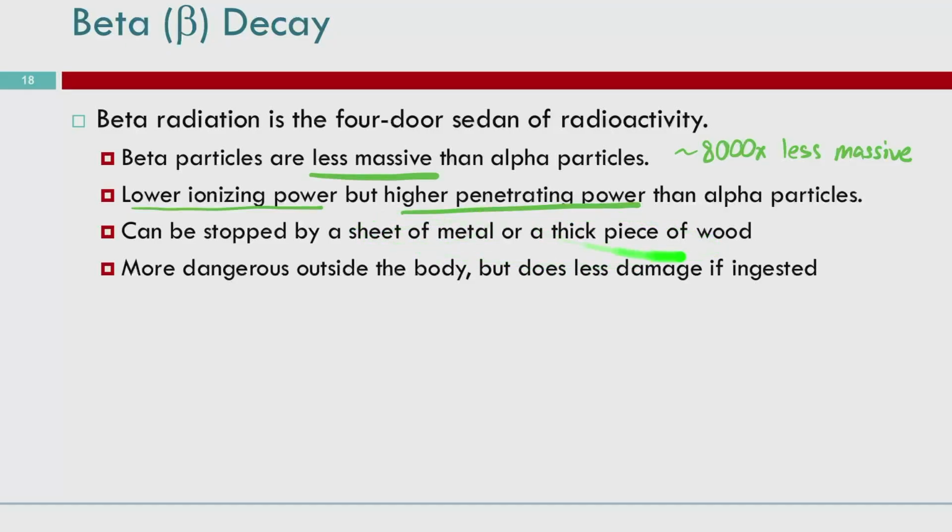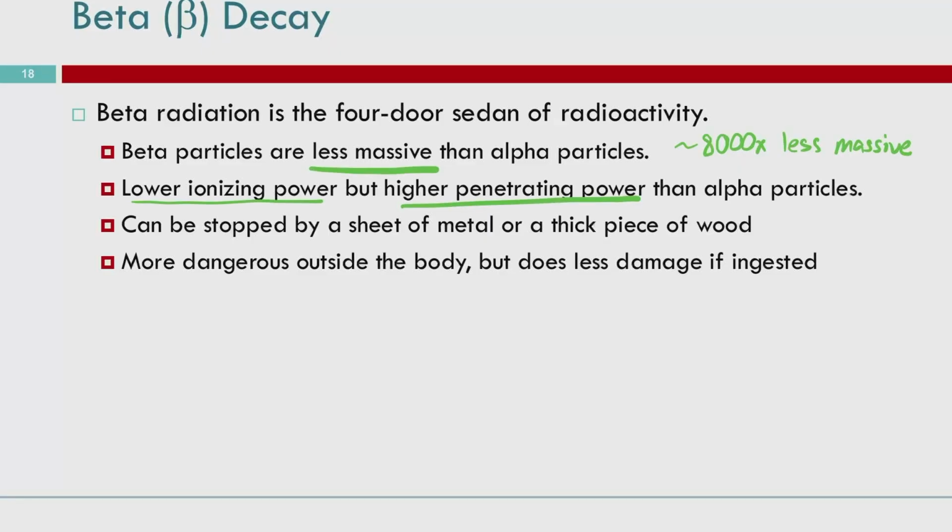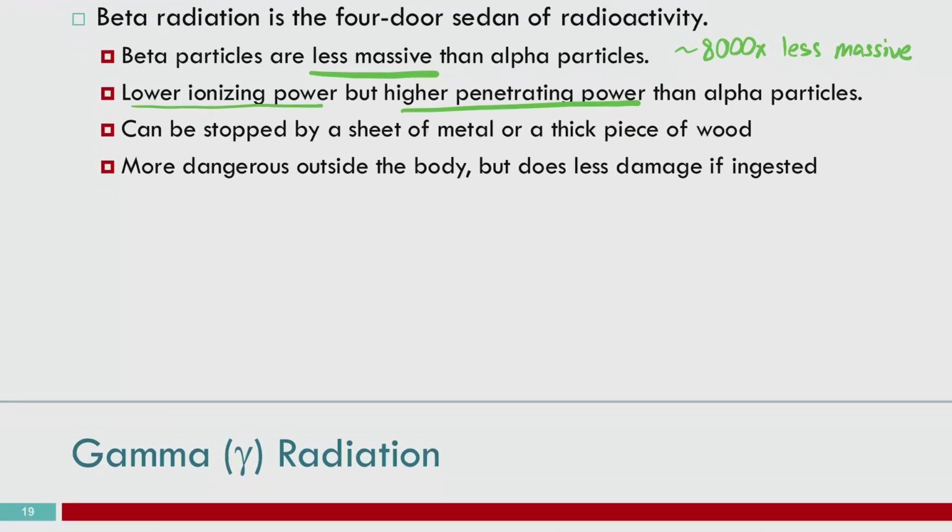So a sheet of metal, thick piece of wood, that's a lot more to get through. And that means that they're more dangerous when they're outside of the body. They have better ability to penetrate into your body and cause damage to your insides even from the outside. But if you ingest them, if you get them inside of you, where they're right next to all the squishy, soft, important bits, they do less damage because they have less ionizing power. So they're not going to mess you up as much if you get them inside of you.